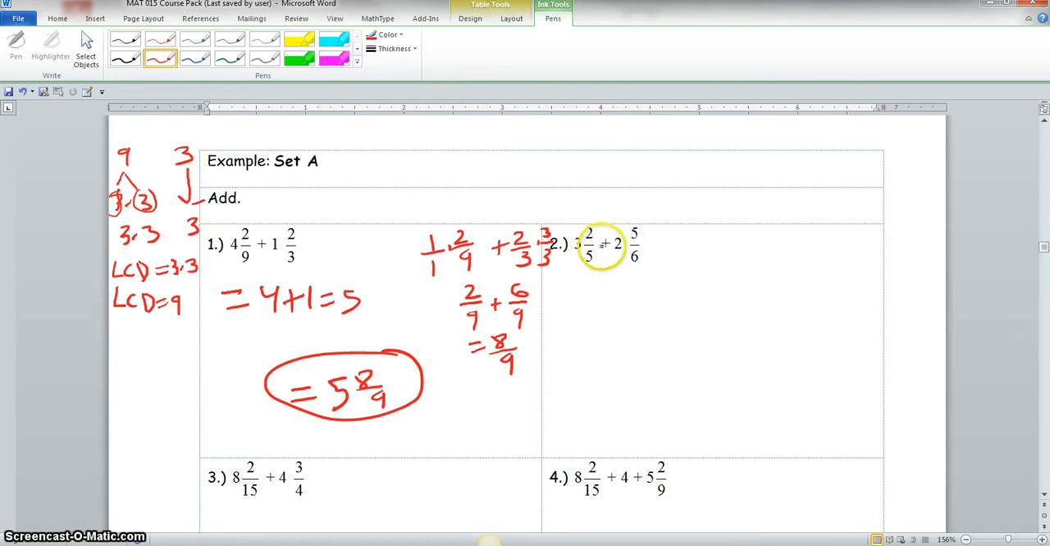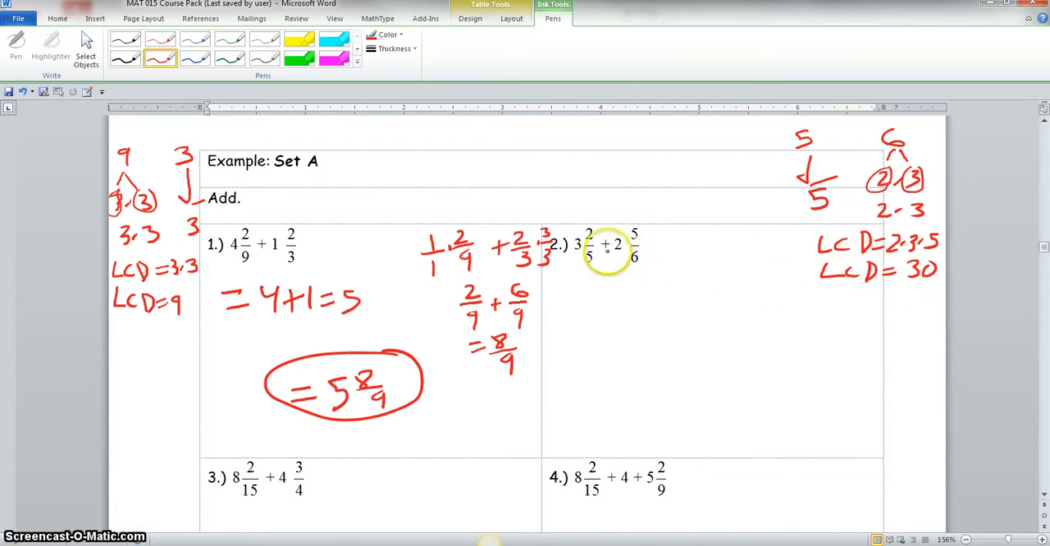Now we go here to number 2. Do the same process. We'll find the prime factorization of 5, prime factorization of 6. 6 breaks down to 2 times 3. 2 is prime, 3 is prime. So the prime factorization of 6 is 2 and 3. And we already know 5 is prime. They have nothing in common. So our LCD is equal to 2 times 3 times 5. So our LCD is equal to 30.